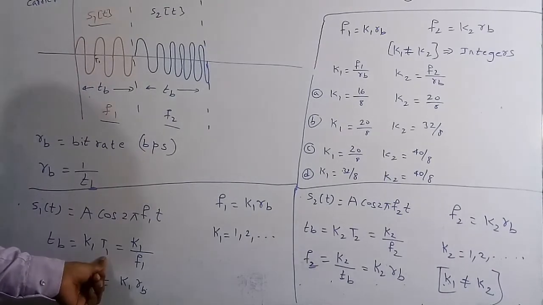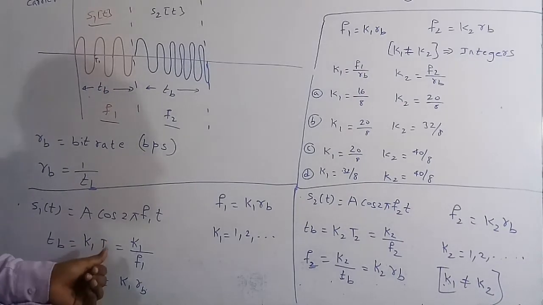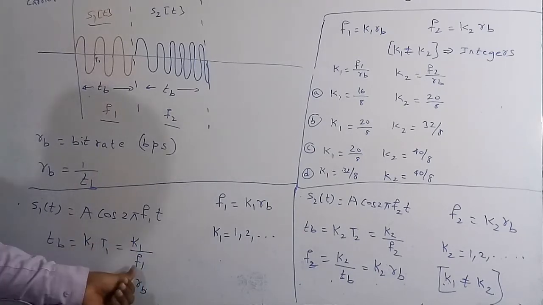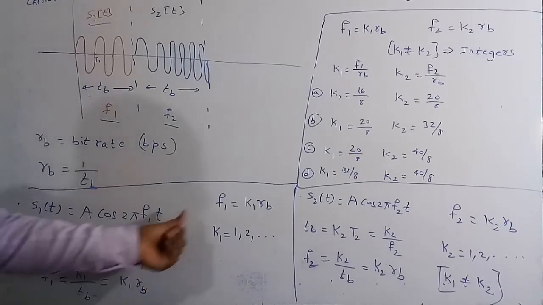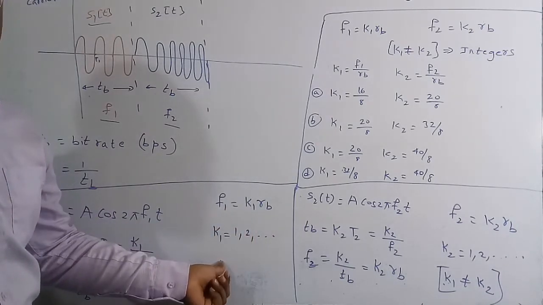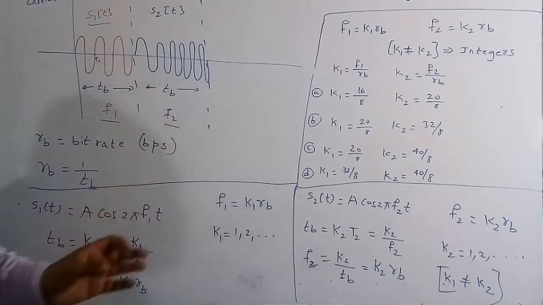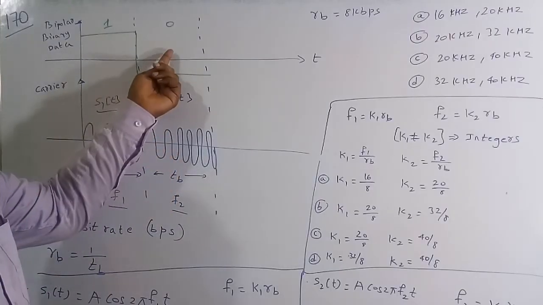Here T1 is the time period of one cycle, and we assume there are k1 integer number of cycles. I assume k1 as a purely integer, so k1 into T1. T1 we can write as 1 by f1, so Tb equals k1 into 1 by f1. Therefore f1 is equal to k1 by Tb. 1 by Tb is nothing but the bit rate, so f1 is equal to k1 into Rb, where k1 is an integer value that can take 1, 2, 3, 4 and so on, but only pure integer values. The same thing we go for the other range of bipolar data 0.